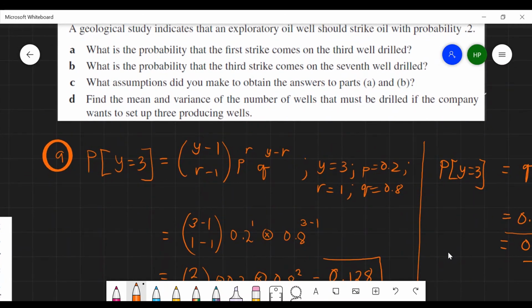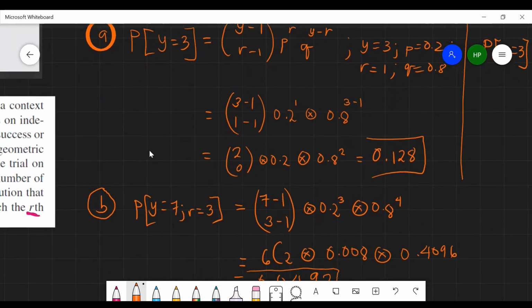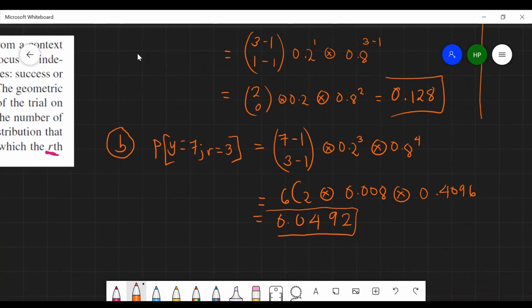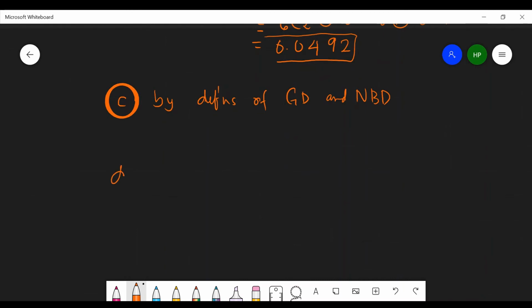So, letter D, find the mean and variance of the number of wells that must be drilled if the company wants to set up 3 producing wells. Okay? So, ito na rin yung gagamitin natin, di ba? Na information. So, C, to ay by definition of geometric distribution and negative binomial distribution. So, letter D tayo.